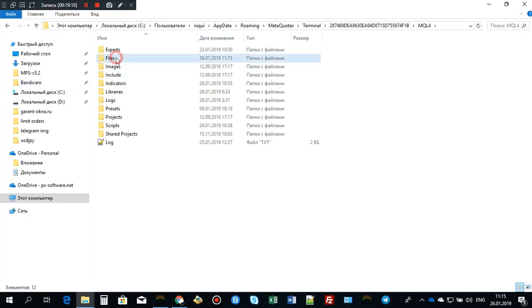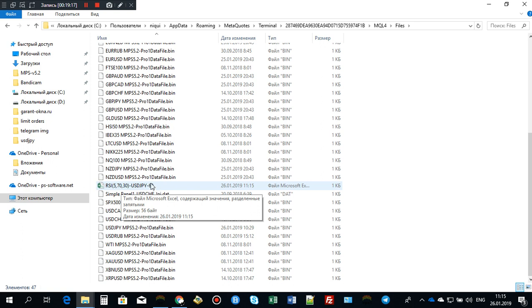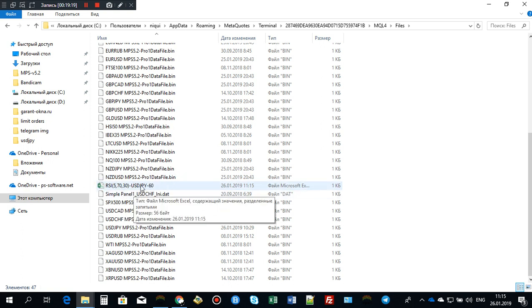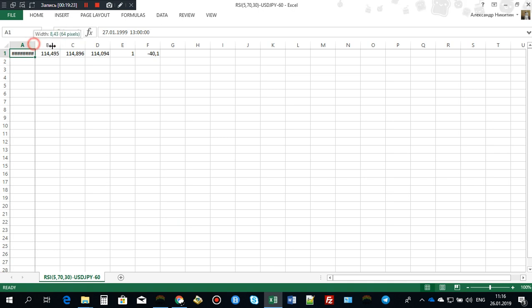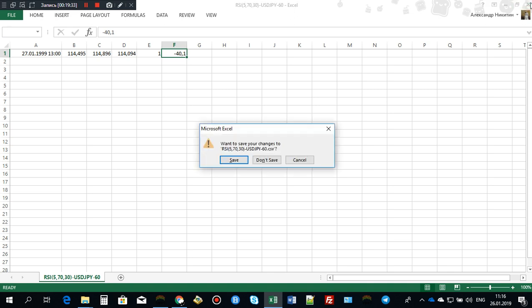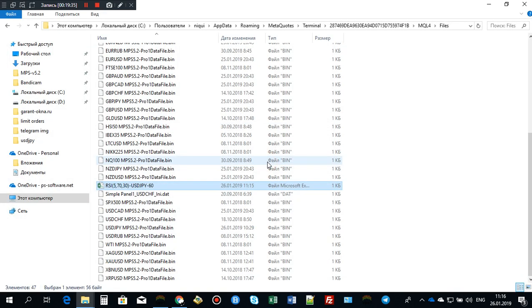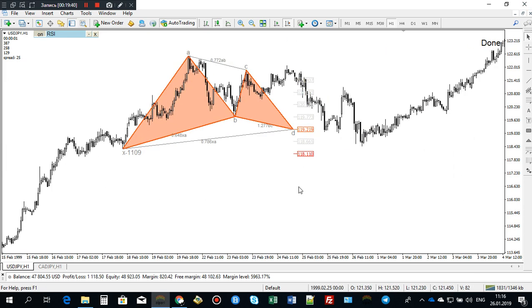MQL4 files, and we have a file named RSI 57030, and an additional suffix is added to it, with the symbol and time frame. So price, entry, stop, target, risk, reward, and results are generated in your Excel, so you don't need to type them manually. Sounds cool, yes? Okay, now let's do the backtest and see how fast we can backtest.